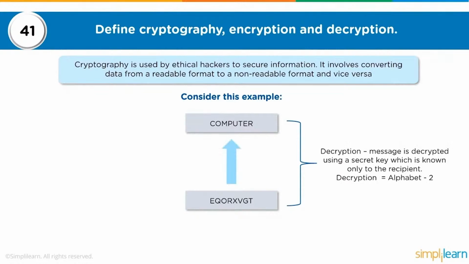Now, as we discussed, decryption is replacing the alphabet and taking it back by 2 characters. So E minus 2 becomes C, Q minus 2 becomes O, O minus 2 becomes M, and so on and so forth. Anybody who knows this shift key will be able to decrypt this. So this depends on the user. If I want to utilize alphabet plus 5, then the shifting of that character will be to the 5th character from that particular character, and so on and so forth.